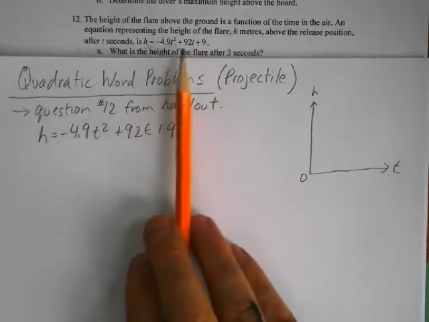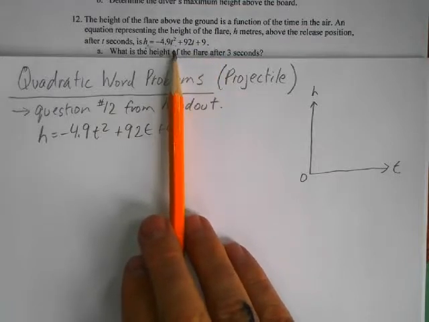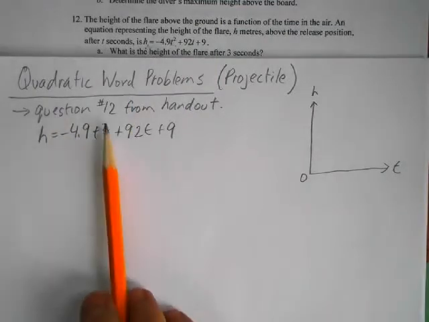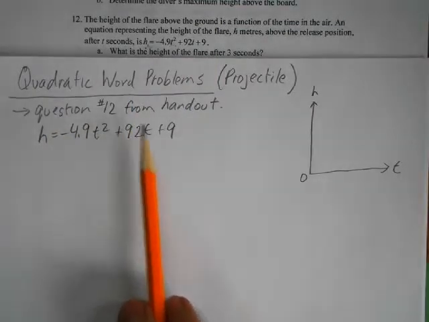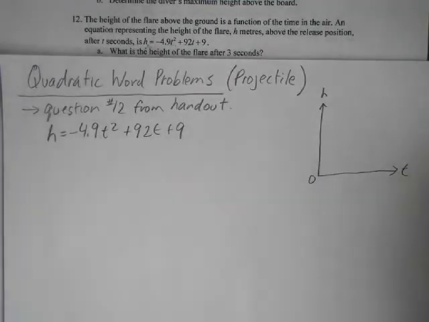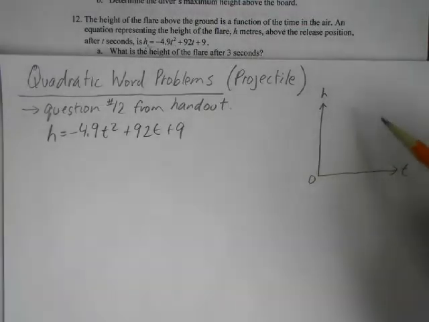Okay, so the height of the flare is represented by this equation, which I've written down here. So this is question number 12 from the handout, in case you didn't notice. Now there's a series of questions here. It's always really advantageous to draw a little sketch of what's going on.